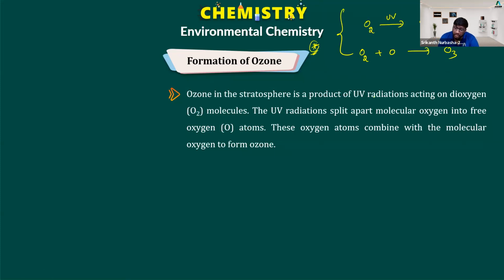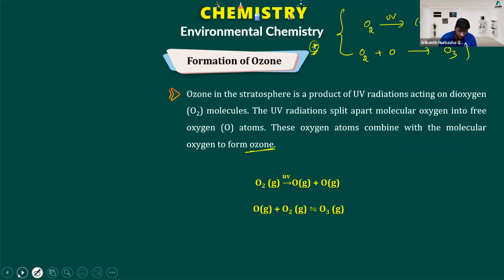Ozone in the stratosphere is a product of UV radiations acting on dioxygen molecules. The UV radiations split molecular oxygen into free oxygen atoms. These oxygen atoms combine with molecular oxygen to form ozone, O3. So continuously UV radiation is falling on the O2 molecule, we are getting oxygen atoms, and those oxygen atoms react with the O2 molecule to form ozone. O2 gives rise to O plus O, and O2 plus O gives O3. That is how ozone is obtained, right?